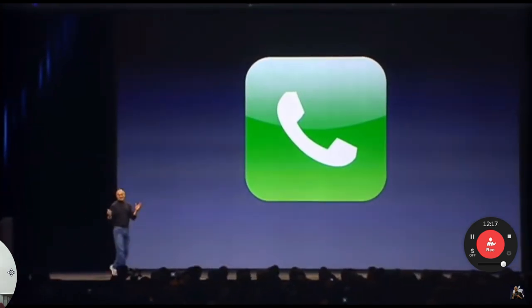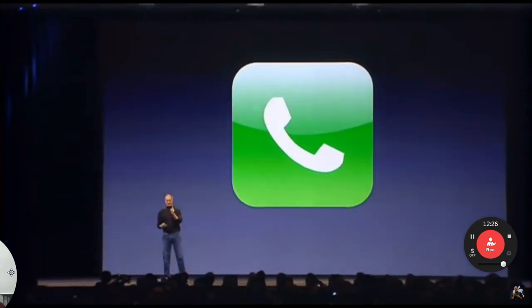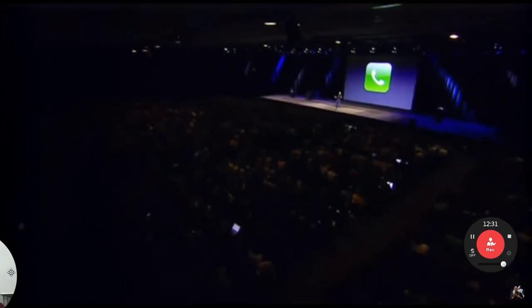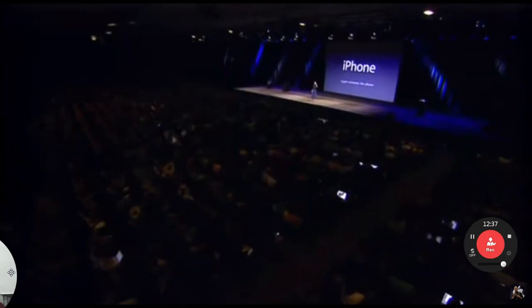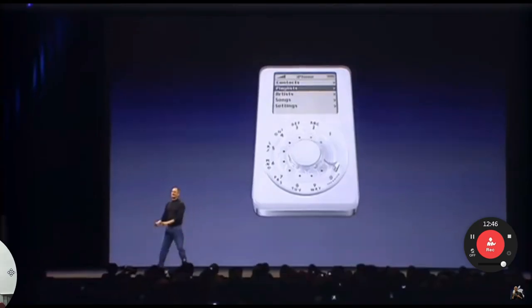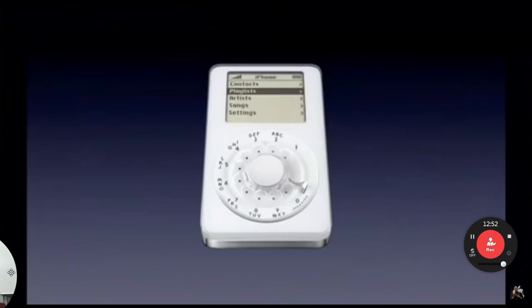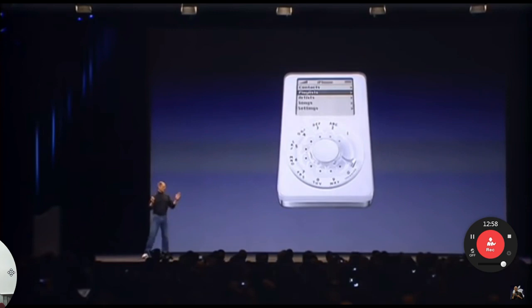Are you getting it? These are not three separate devices. This is one device. And we are calling it iPhone. Today, Apple is going to reinvent the phone. And here it is. Actually, here it is, but we're going to leave it there for now.